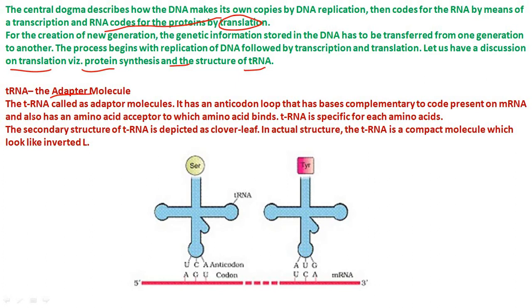The tRNA, the adapter molecule. The tRNA is called the adapter molecule. It has an anticodon loop that has bases complementary to the code present on the mRNA, and also has an amino acid acceptor to which the amino acid binds. The tRNA is specific for each amino acid. The secondary structure of the tRNA is depicted as a clover leaf-like structure, and in actual structure the tRNA is a compact molecule which looks like an inverted L.